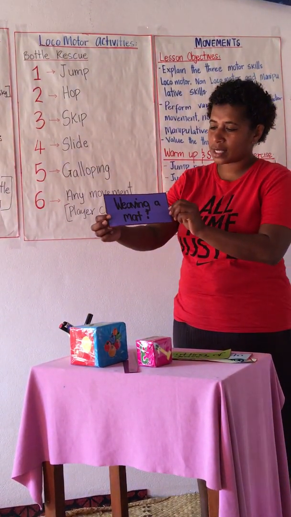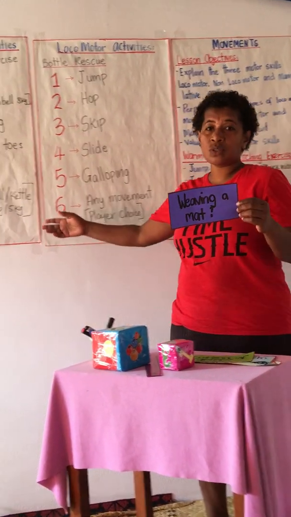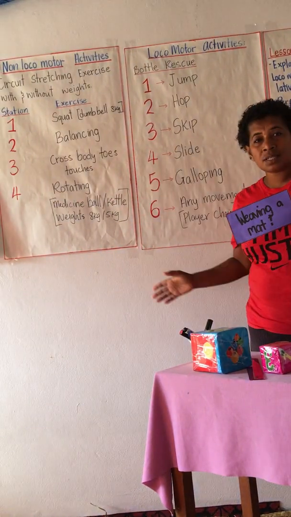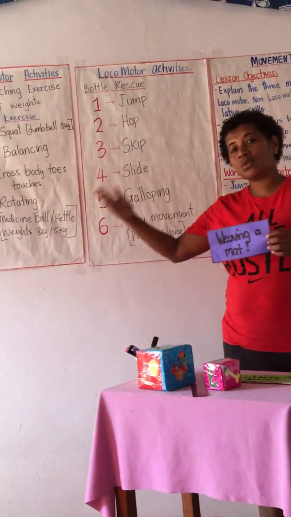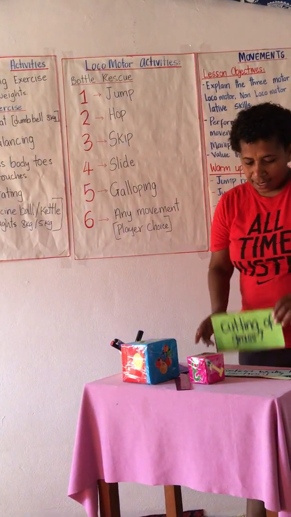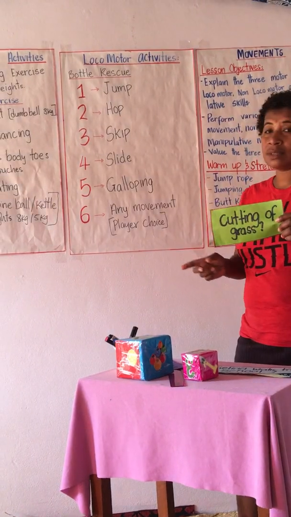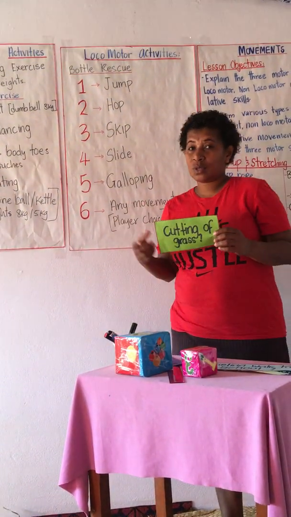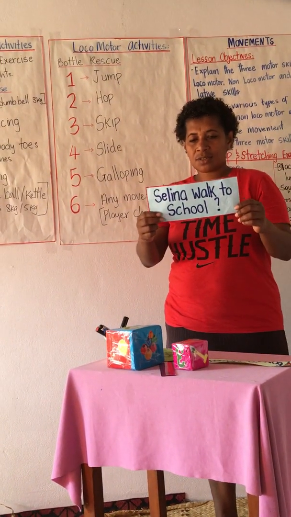As you can see, the first card, weaving a mat. It refers to non-locomotors because they are going to be stationed in one place and doing those activities. They are not allowed to move from one place to another. The second activity, cutting of grass. It is a manipulative skill. It involves equipment.